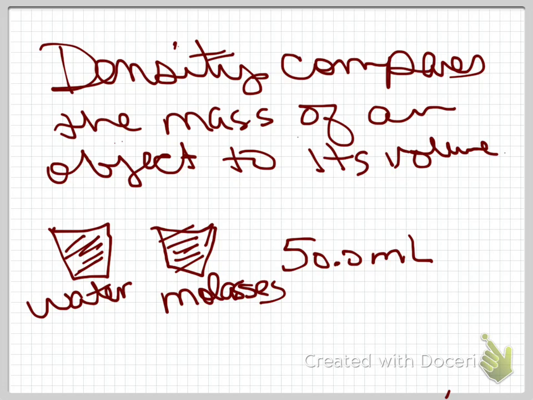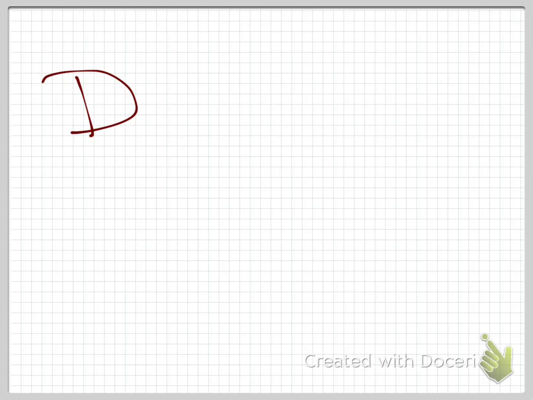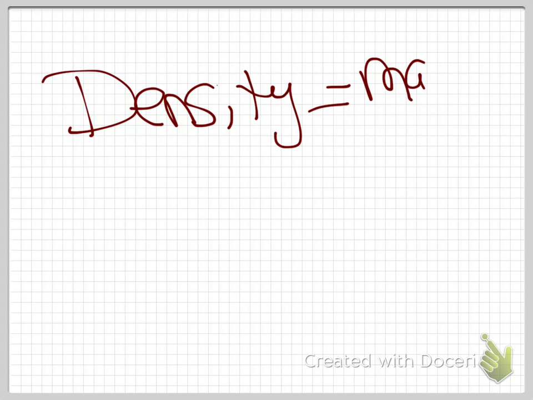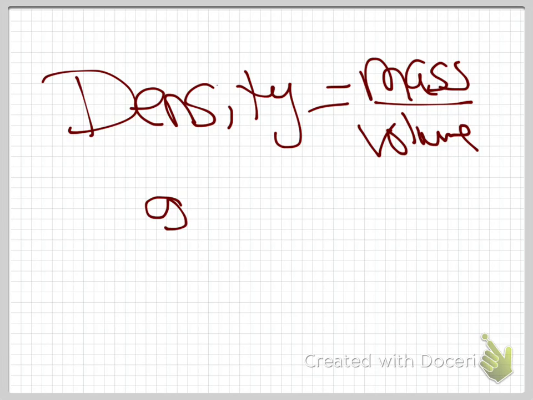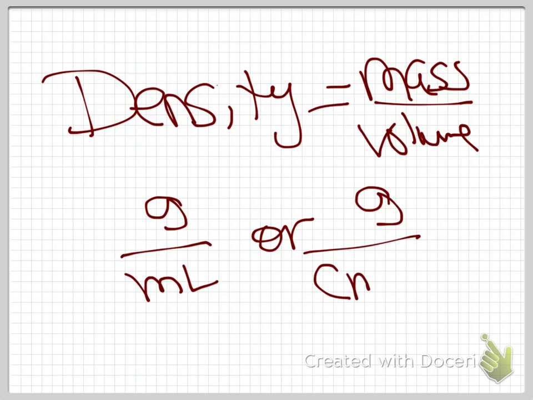Okay, so let's talk formulas here. The formula for density is mass divided by volume, which should make sense to you since the definition says we're comparing mass and volume. The units, always important, are grams over milliliters for liquids, or if we're talking solids, grams over cubic centimeters, which gives us an important comparison.